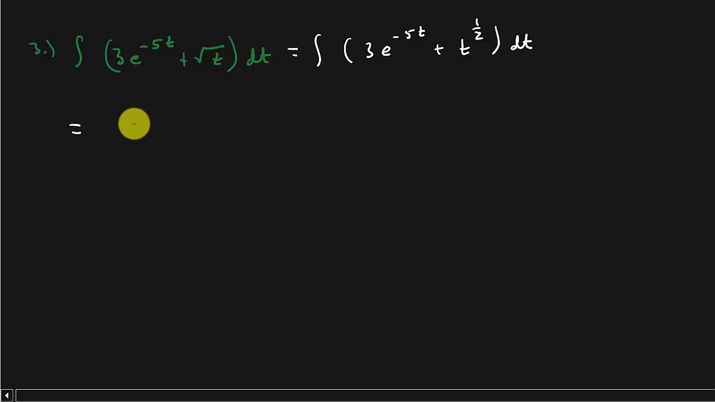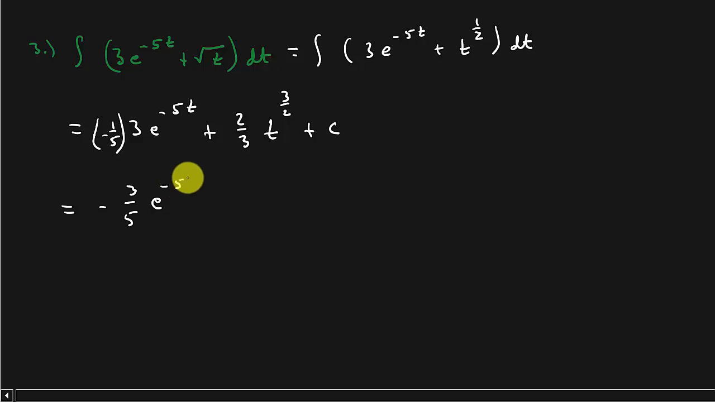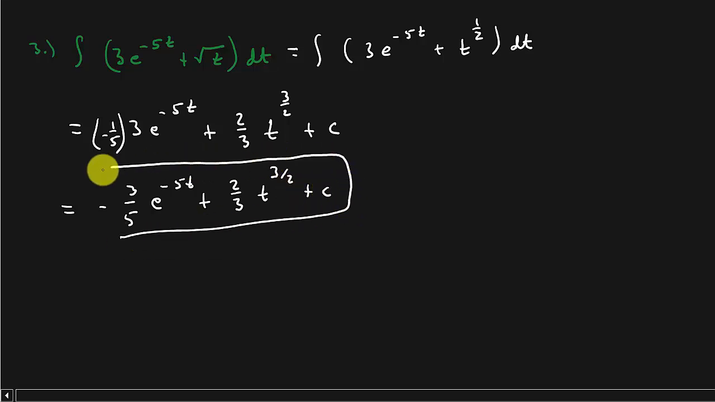And so this is going to be 3e to the negative 5t times the reciprocal of the constant in front of t, and then plus t to the add 1, so that's 3/2. 1/2 plus 1 is 3/2, times the reciprocal of your new exponent, plus c. So that's going to be negative 3/5 e to the negative 5t plus 2/3 t to the 3/2 plus c. And there's your answer right there.